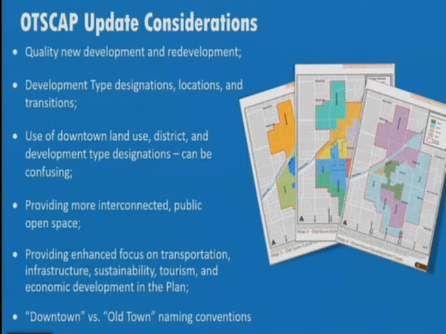Also, we want to make sure that the document has an emphasis on providing more interconnected and public open space. We also want to ensure, from what we heard from the council, that we provide enhanced focus on transportation, infrastructure, sustainability, tourism, and economic development. That's all within the plan. And finally, looking at reviewing that naming convention of downtown versus Old Town, making sure there's no confusion on the use of those naming conventions within the document.